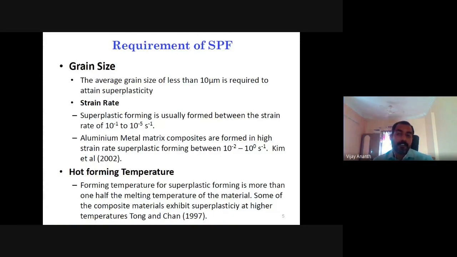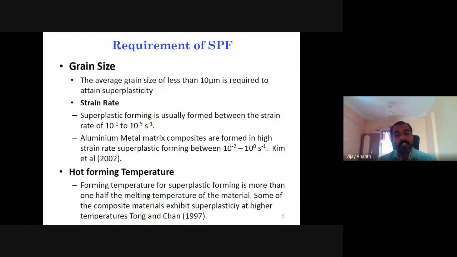The requirements of superplasticity. So what are the requirements for superplasticity? The main thing is grain size. And the grain size of this material should be less than 10 micrometers. Then superplasticity can be obtained very easily. Suppose the grain size is very small, we are able to get grain boundary sliding, right? The grains will be gliding one over another. We will see the mechanism in the next slides. So when the grain size is very small, we can get very good forming in superplastic forming. So grain size is one of the important requirements for superplastic forming.